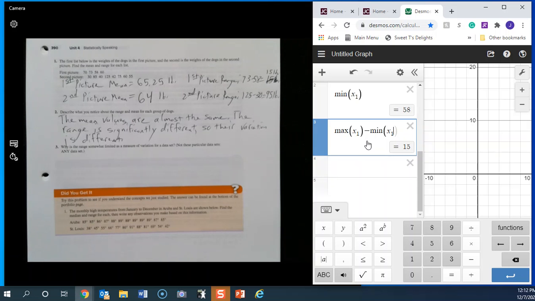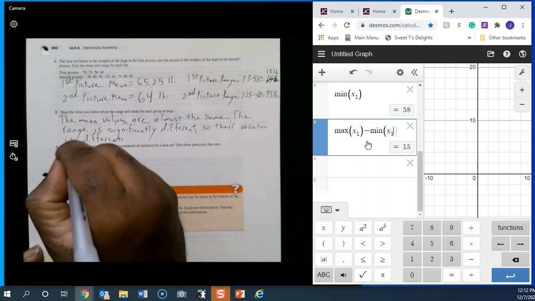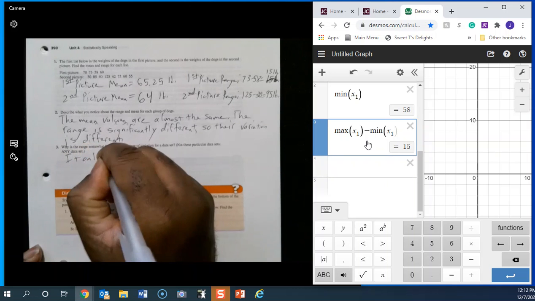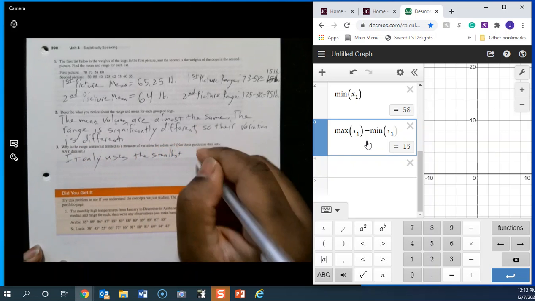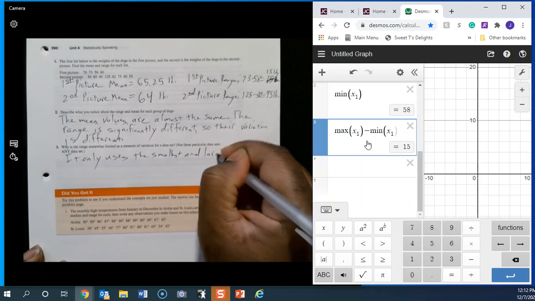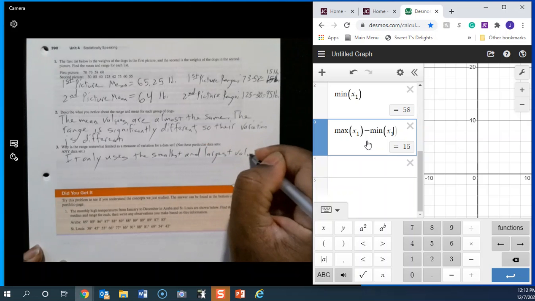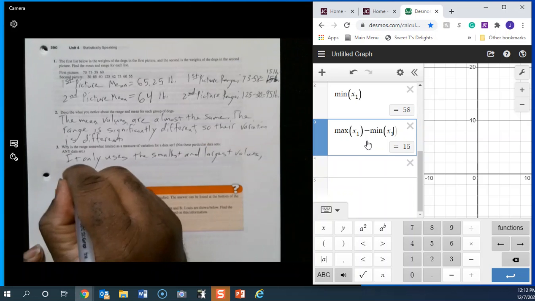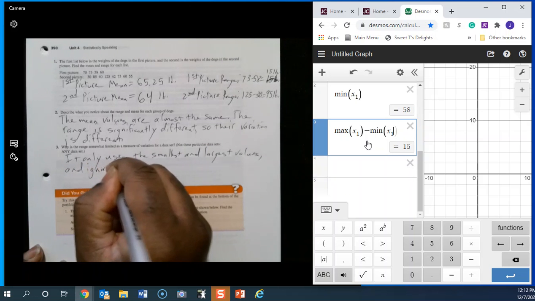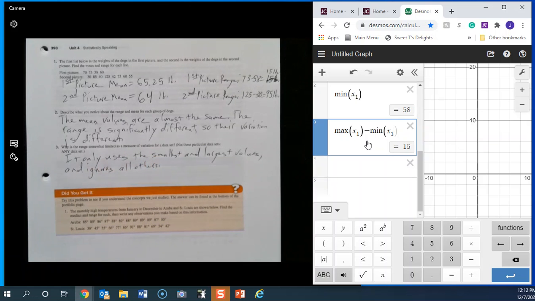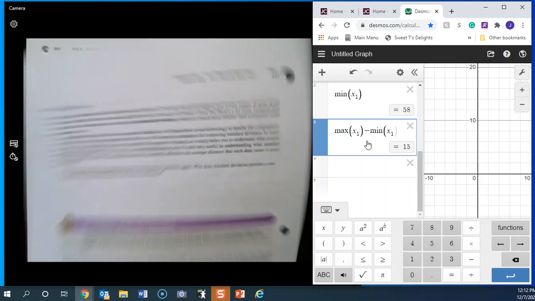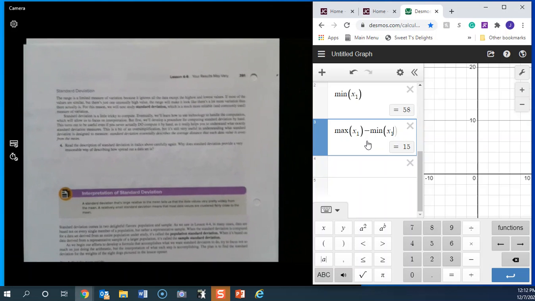Why is the range somewhat limited as a measure of variation for a data set? It only uses the smallest and largest values, and ignores all others. That's why it's so limited as a choice. Now, we move over here to the back.